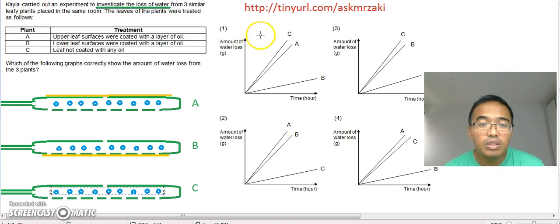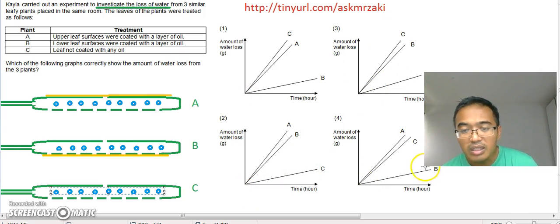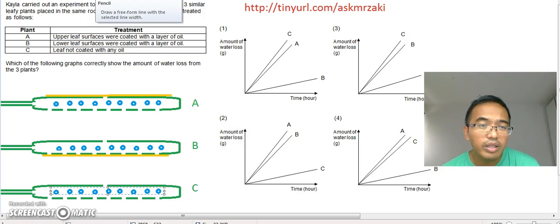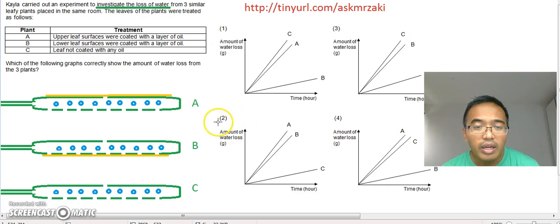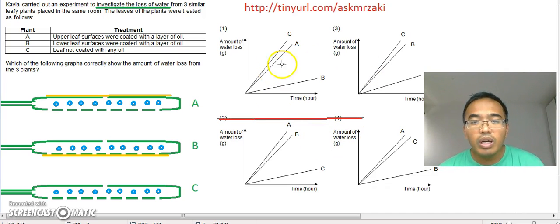So if C loses the most amount of water, here you can see in the graph, C is the most amount of water, C the most amount of water, here C is the least and C is the least. Therefore, 2 and 4 are not correct. So I'm going to cancel that. I'm going to change that to red. Then you are left with 1 and 3.